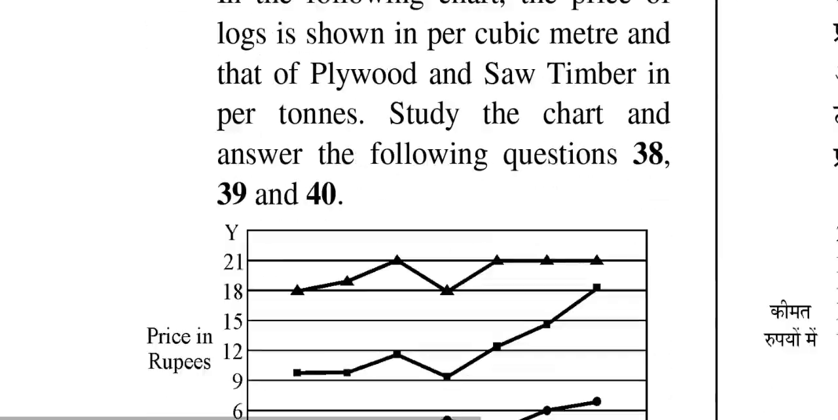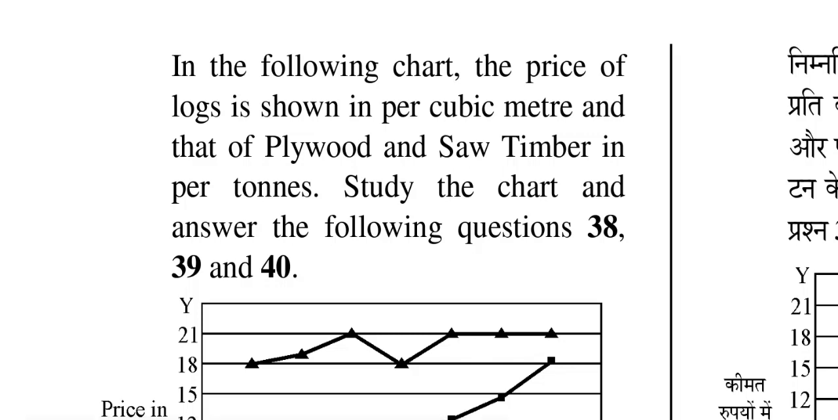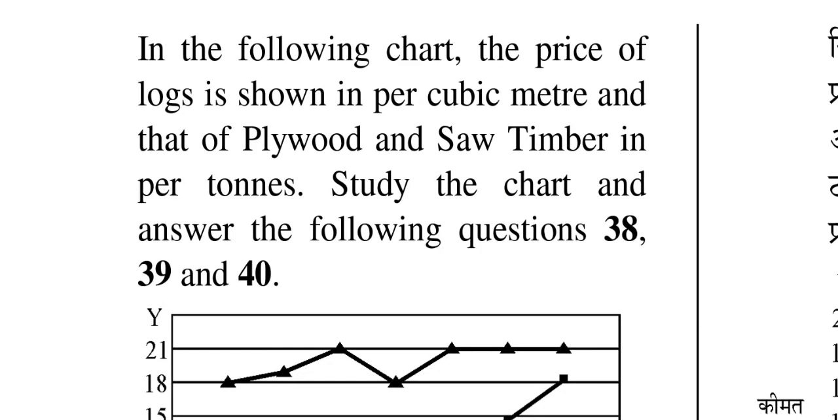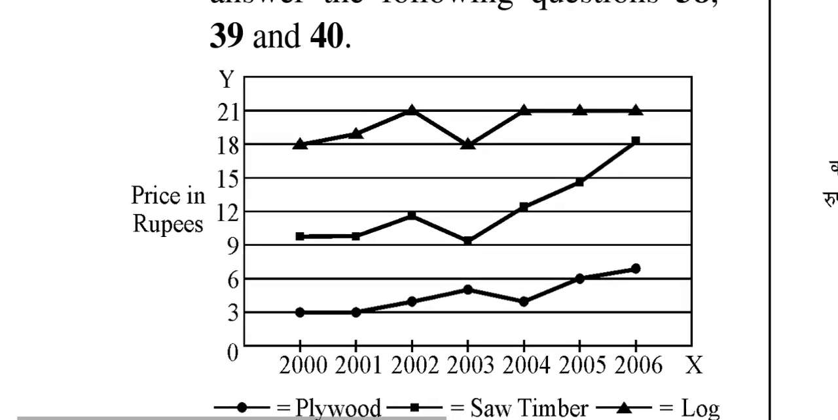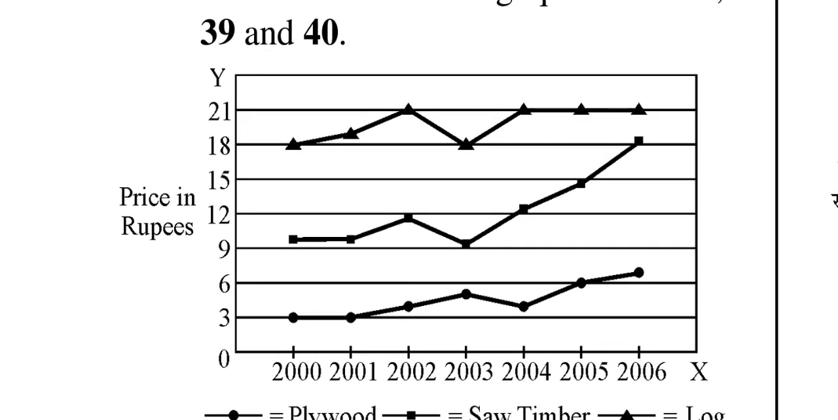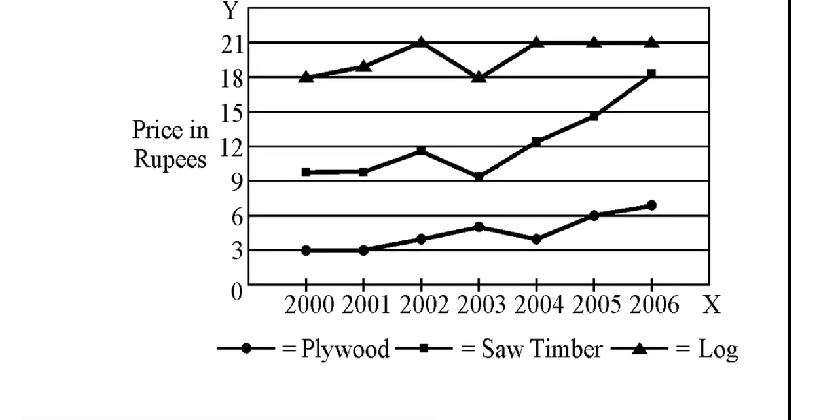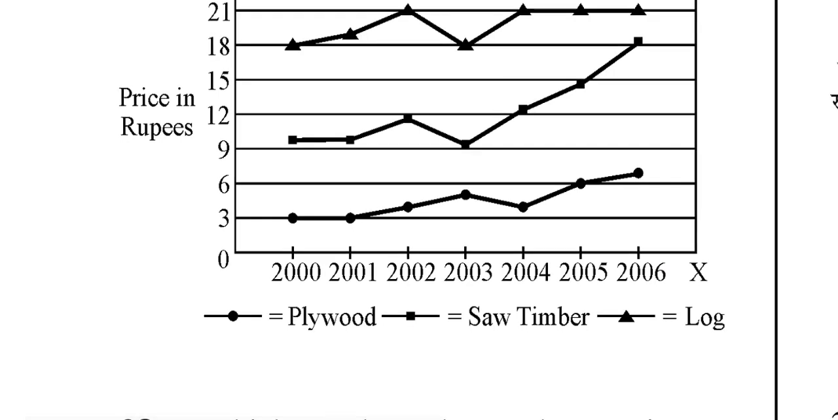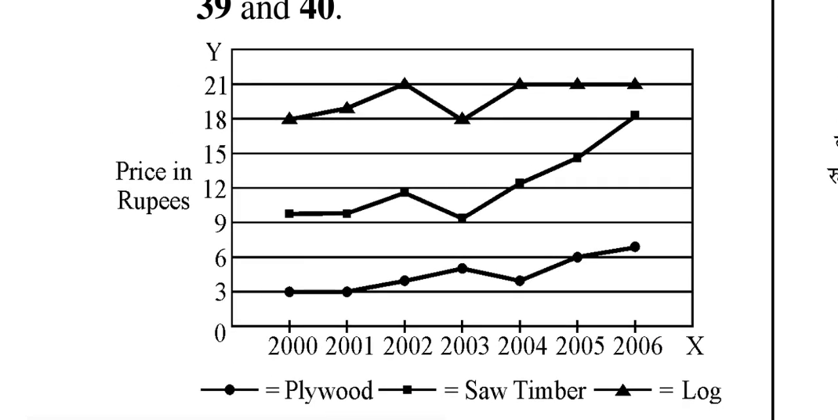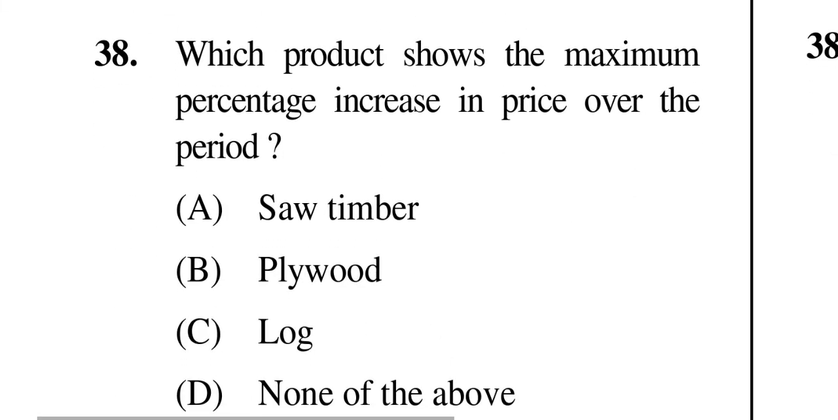Okay. Next question. In the following chart, the price of logs is shown per cubic meter and that of plywood and saw timber per ton. Study the chart and answer the following questions 38, 39, 40. So look at this picture. I will not read. Here on the left side you will see year and price in rupees, and then the year horizontally, X is written here, and then plywood, saw timber, log, like this. The pictures are given. Just study the picture, or you can pause the video here to concentrate more. And then we have to now solve the question.